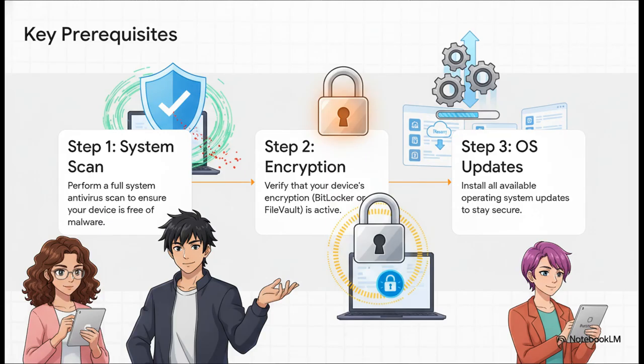First, you need to run a full system antivirus scan to make sure your device is clean. Second, you have to ensure your device encryption is turned on. That's BitLocker if you're on Windows or FileVault if you're on a Mac. That's what keeps the data safe if your device ever gets lost. And third, you need to install all of those pending operating system updates. And hey, if you're thinking, I'm not sure how to do that, don't even worry about it. We've put helpful little video guides right on the page to walk you through everything.